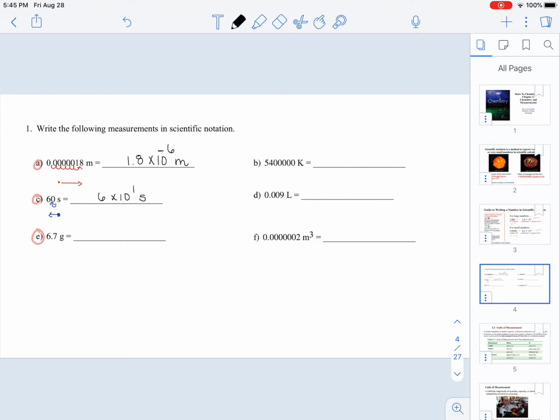On letter E, as you can see, that numerical value already is in scientific notation. So how do we write it at the end of the day in scientific notation? Well, we write the value, 6.7, and then the product of the power 10 is going to be times 10 to the 0, because 10 to the 0 equals 1. And then we're going to put the letter G. And this is how we convert things from regular notation to scientific notation.